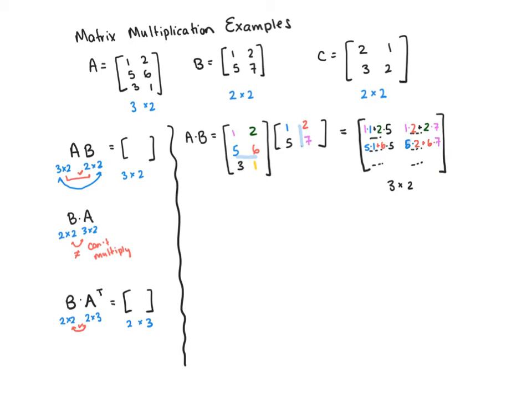Okay, now we can move down to our last row. So we'll move down to our last row, first column. So I'm looking here at the last row, first column. I'll do 3 times that 1 plus 1 times that 5.